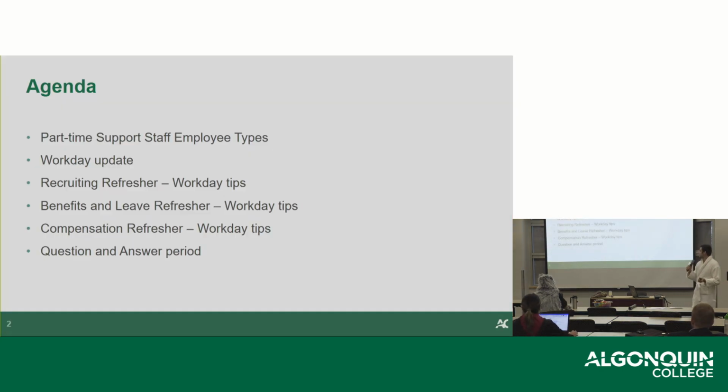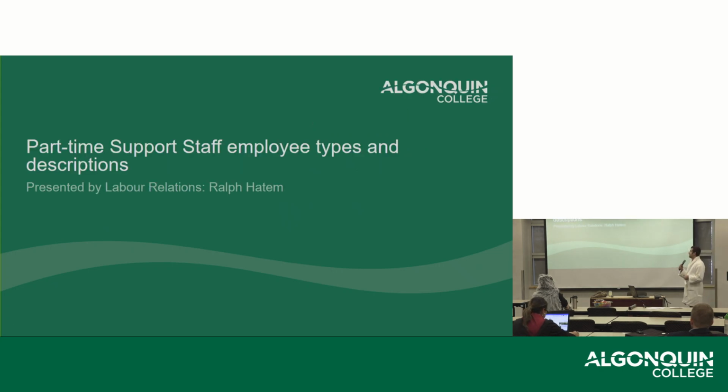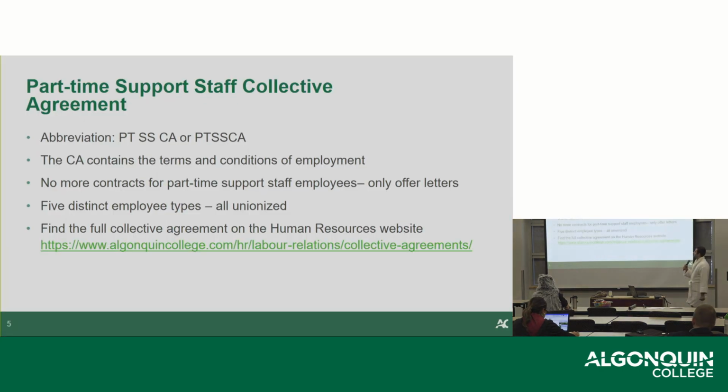All right, so the agenda for today, I already went over, so I'll skip this slide. Phase 3 changes went live October 7th, and we'll go over that in a minute. Starting with the part-time support staff collective agreement, as you all know, it went live or got ratified on February 21st, 2019. That means before that, you had part-time support staff, and that's what they were known as. Now they're known as part-time support staff with lots of different terms and conditions of employment.